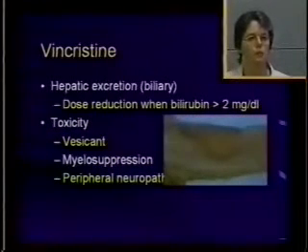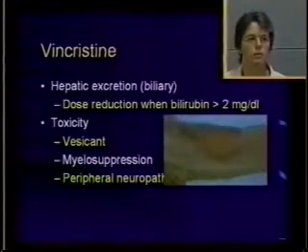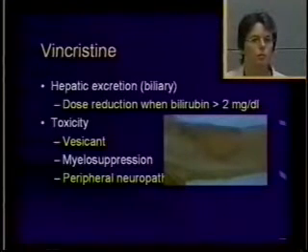Vincristine is probably the most commonly used of the plant alkaloids. It is excreted through the biliary tract, and so again, it's important to reduce the dose when the bilirubin exceeds 2 milligrams per deciliter. Like doxorubicin, it is a vesicant, which means it will cause tissue damage and can cause sloughing if it is given outside of the vein. Some of these sloughs can be severe enough that they can require surgery. They can actually slough down through the tissue down to bone.